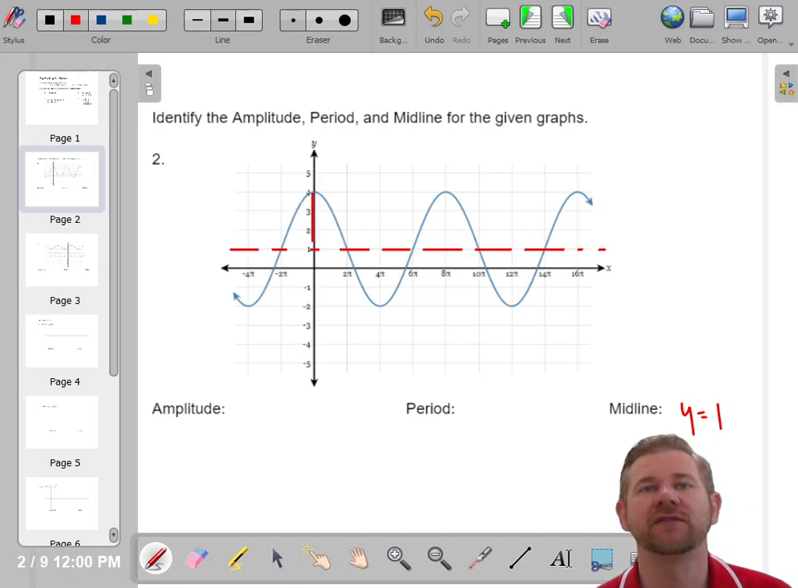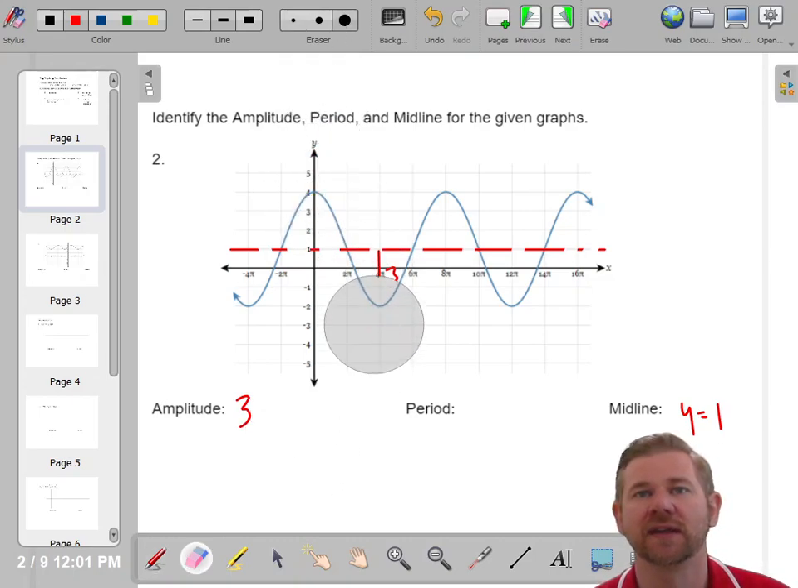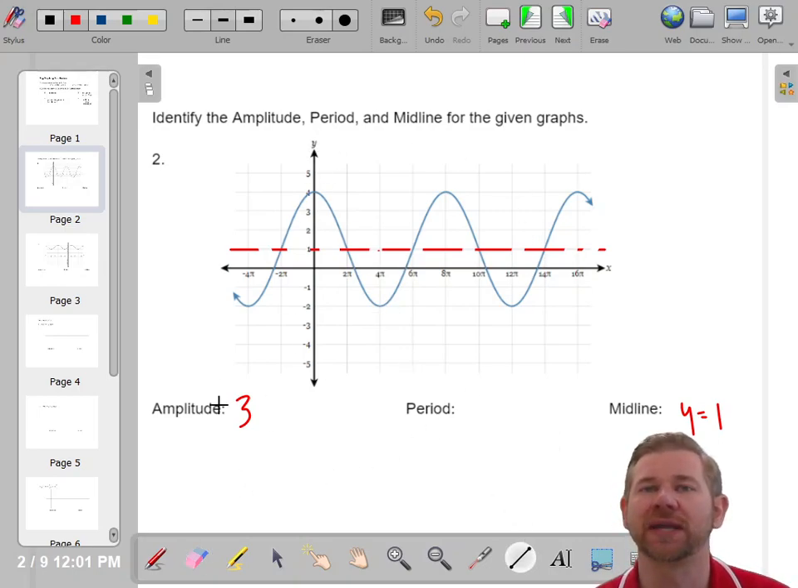The next easiest thing to find would be the amplitude. From 1 to 4, you're going up 3, and from 1 to -2, you're going down 3. We just say the amplitude is always positive, so the amplitude is 3. Okay, so we've got the amplitude and the midline, which is pretty easy. The last one is the period, and this can be tricky. It depends on if there's a phase shift or not, really.